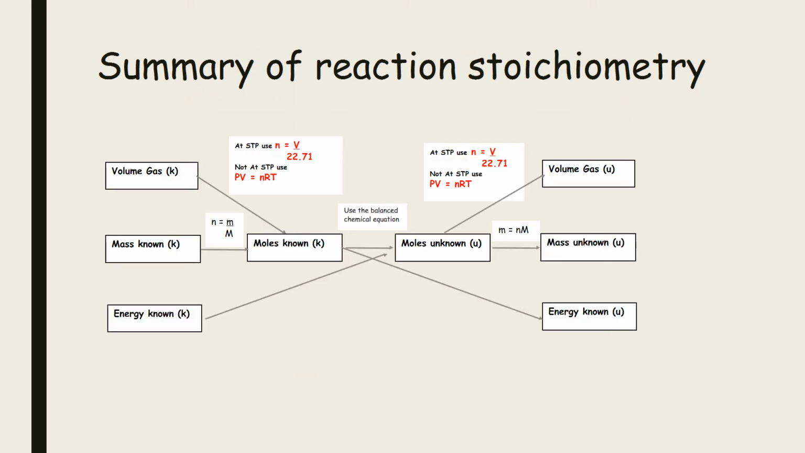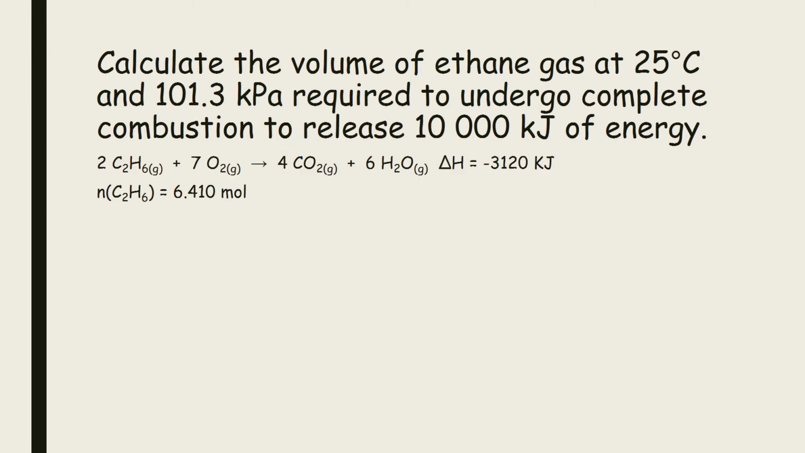Now that we've worked out the energy known and we've worked out the moles of the unknown, we can find the volume of gas. And because it's not at STP, we will be using PV equals nRT. So remember, we've got our moles of our unknown. So now we're just trying to find the volume of the ethane gas at 25 degrees Celsius and 101.3 kilopascals. Now the first thing we must do is always convert our temperature into Kelvin. So the temperature will equal 25 add 273.15, which is 298.15 Kelvin.